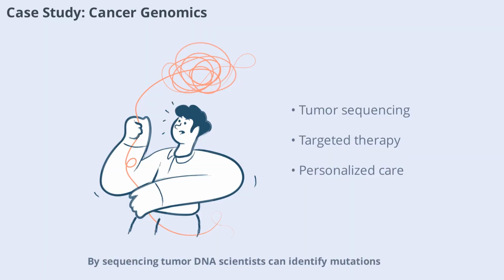Cancer genomics is a field that interprets the genetic changes driving cancer. By sequencing tumor DNA, scientists can identify mutations, predict treatment responses, and develop targeted therapies. This personalized approach is improving survival rates and quality of life for many patients.